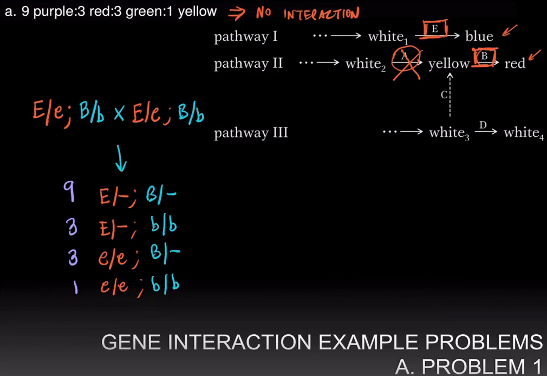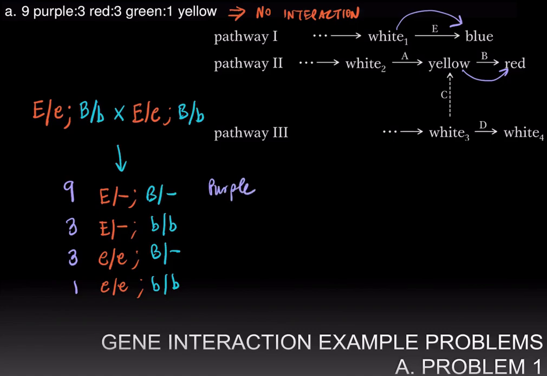Now we should work out the phenotypes of these phenotypic classes. So if you have one enzyme making allele of E and B, that means white will get converted to blue, and yellow will get converted to red. And in here we are assuming that you are homozygous for the wild type alleles of all the other genes. Therefore, you will get purple.